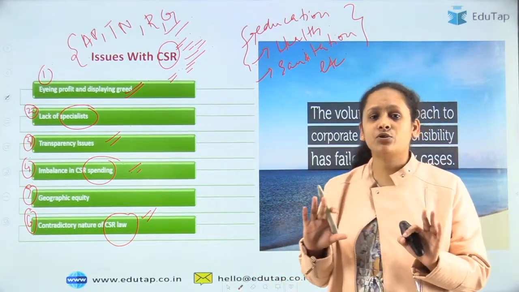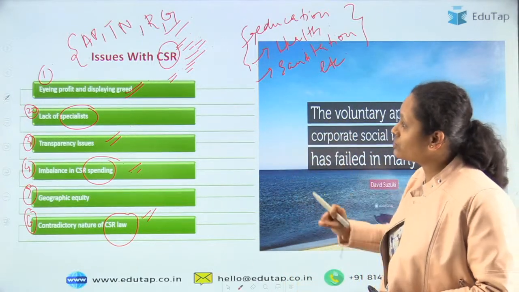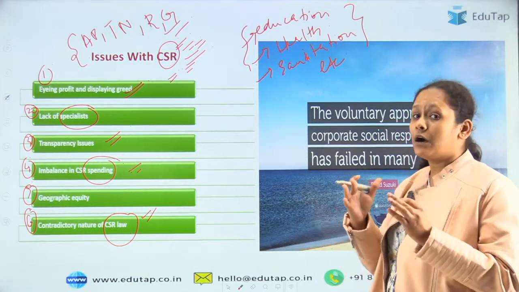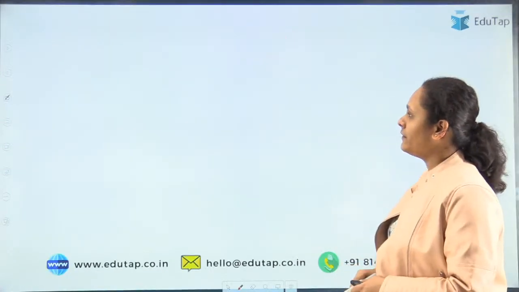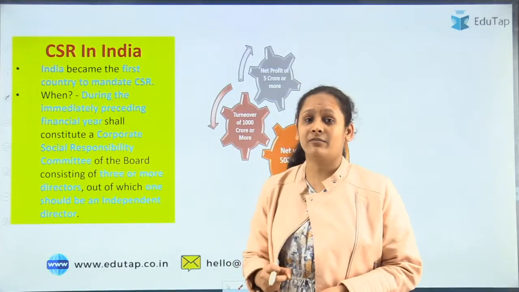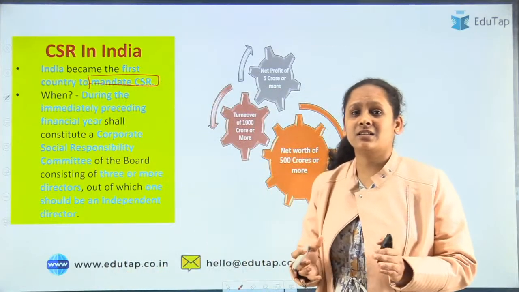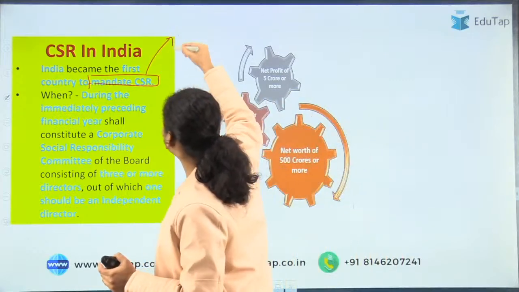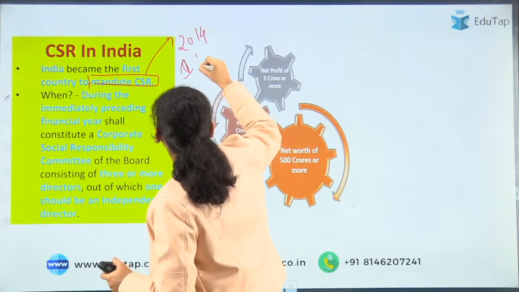Now that you have understood holistically what CSR is, why CSR was needed, and the issues with respect to CSR, now let us look at India's viewpoint and how CSR is being promoted in India. Okay? Now, keep in mind that India became the first country in the world to mandate CSR. When did India mandate this? Can you let me know this in the comment section? Anyway, India mandated CSR in the year 2014, 1st April.